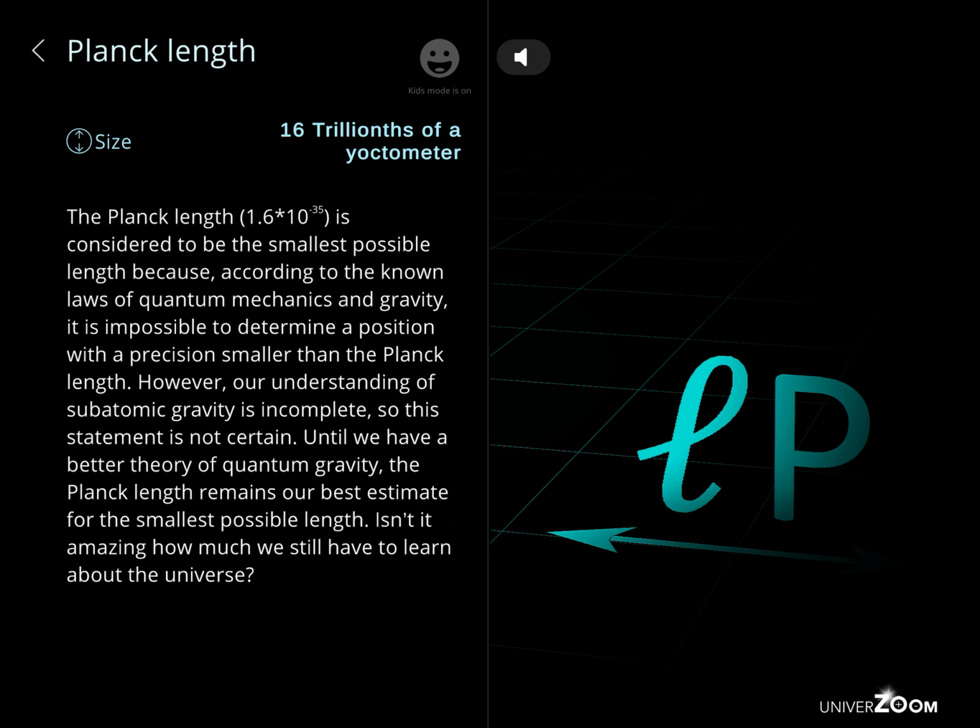Planck length. Size 1.6 × 10^-35 meters, or 16 trillionths of a yoctometer. The Planck length is considered to be the smallest possible length because, according to the known laws of quantum mechanics and gravity, it is impossible to determine a position with a precision smaller than the Planck length. However, our understanding of subatomic gravity is incomplete, so this statement is not certain. Until we have a better theory of quantum gravity, the Planck length remains our best estimate for the smallest possible length. Isn't it amazing how much we still have to learn about the universe?